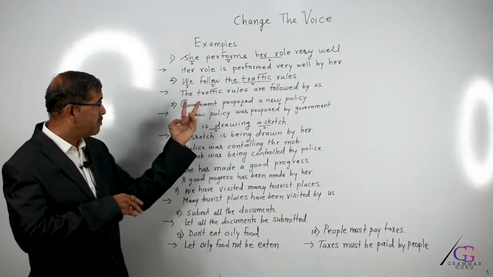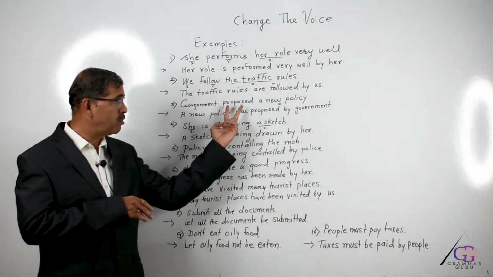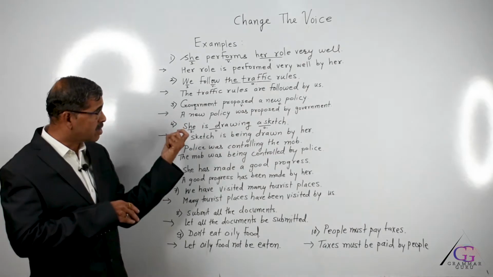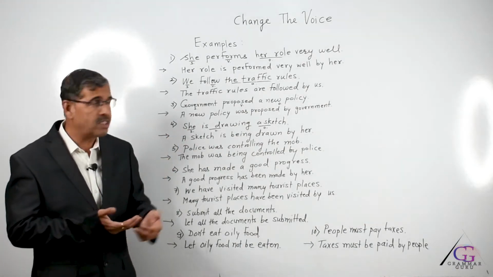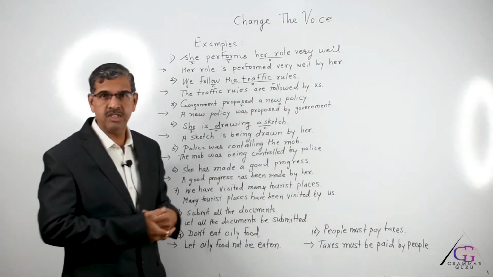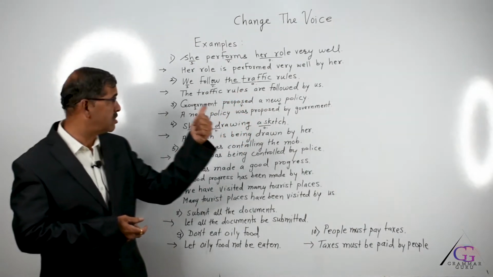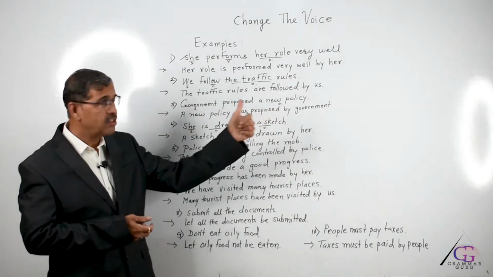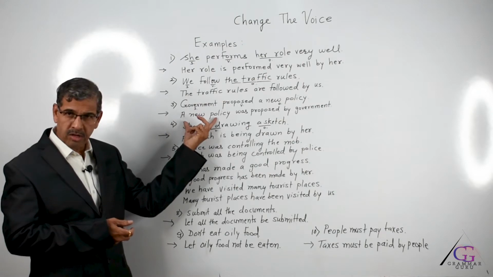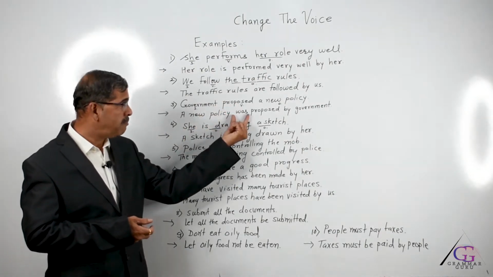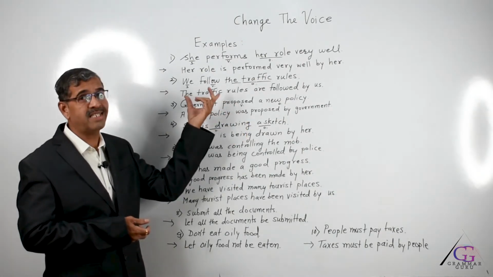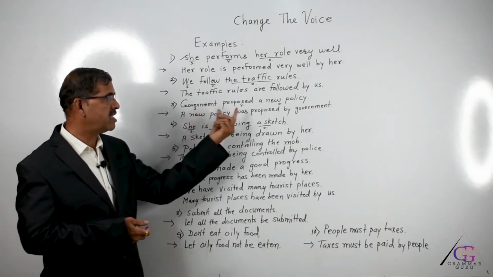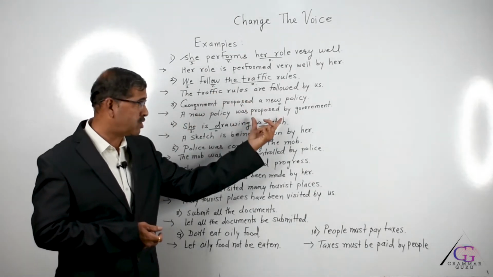Now we know that government is the subject, proposed is the verb. Now if you ask the question what government proposed, the answer is a new policy. So shift the importance from government to new policy. So the answer starts with a new policy, then the helping verb form was, because the sentence is in the past, a new policy was then proposed.